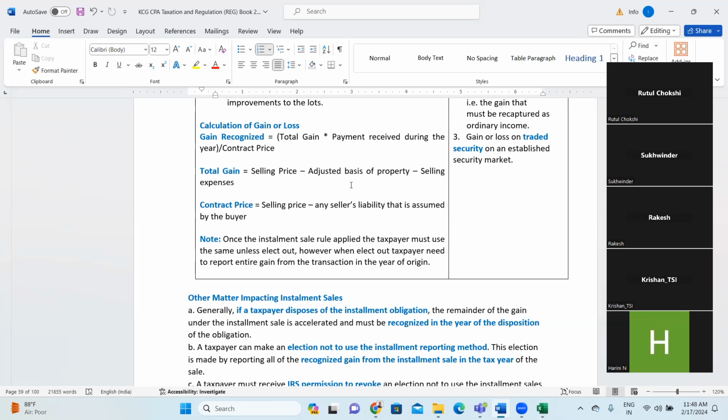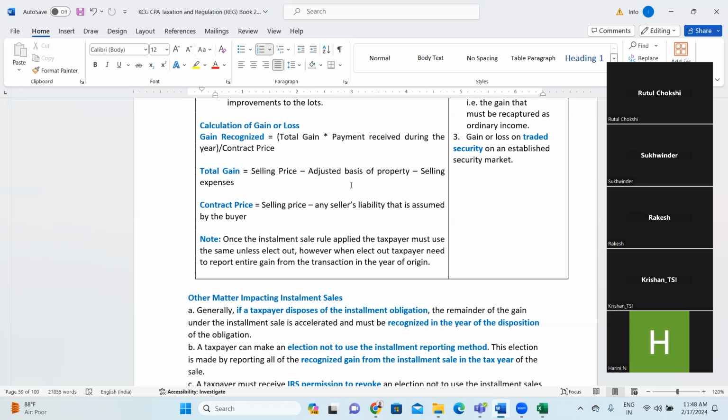$50,000 which I have paid in cash and $50,000 the loan which I have assumed, for which I'll be making payment in future periods, right? So that is called contract price. Once the installment sale rule applies, the taxpayer must use the same unless elected out. However, when elected out, the taxpayer needs to report the entire gain from the transaction in the year of origin.